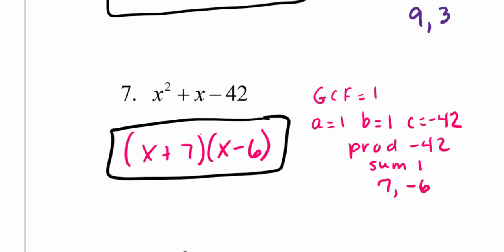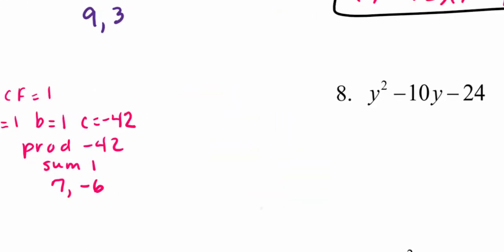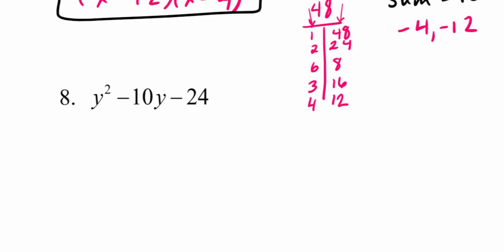Okay, so two numbers that multiply to -42, we know we're going to have one positive, one negative. They have to add up to +1. And so +7 and -6 are our two numbers. And this is my factored form. How did you do? Okay, one more for you to try on your own before I show you a new technique. Let's have you try number 8. So y squared minus 10y minus 24. Factor completely. Okay, pause and then unpause when you're ready.